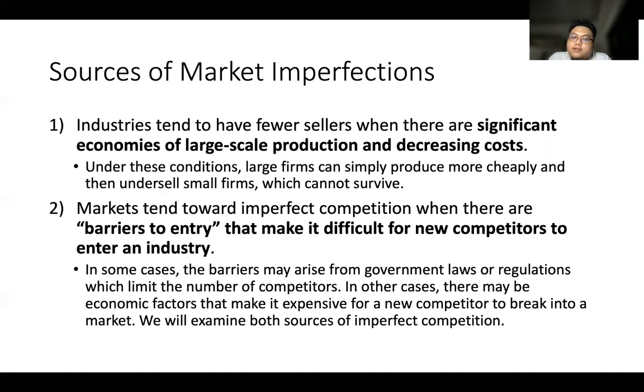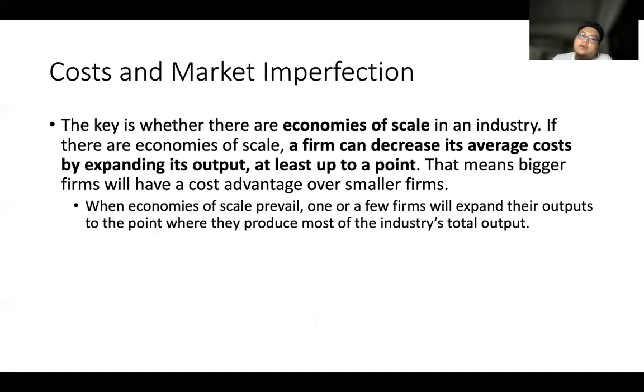Number two, markets tend towards imperfect competition when there are barriers to entry that make it difficult for new competitors to enter an industry. In some cases, the barriers may arise from laws, regulations, and some other factors which we will discuss in greater detail later on. So the key to cost and market imperfection is whether there are economies of scale. So what does that mean?